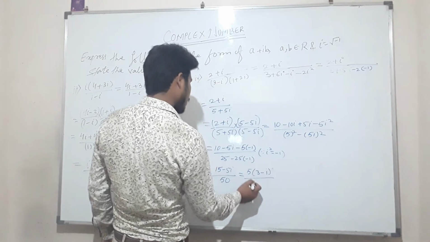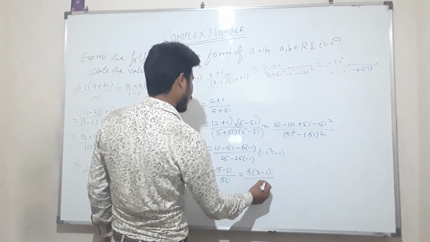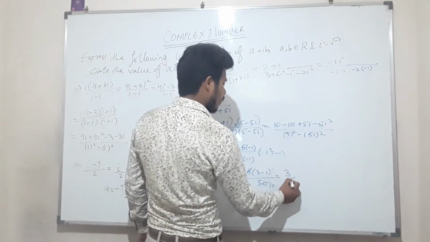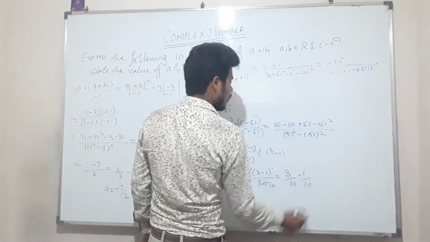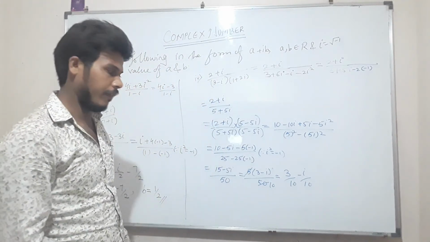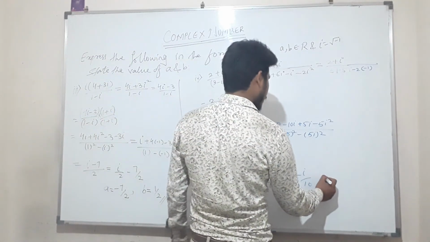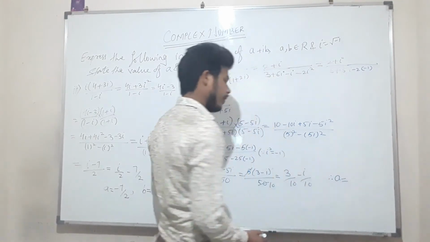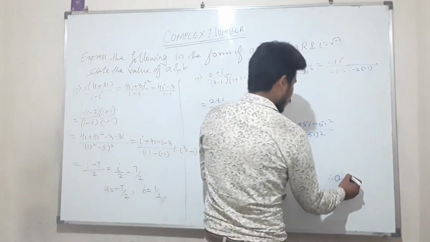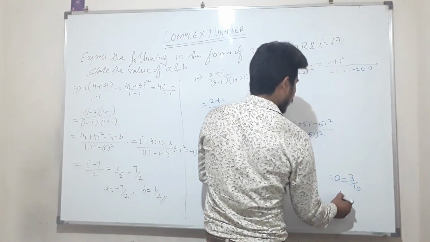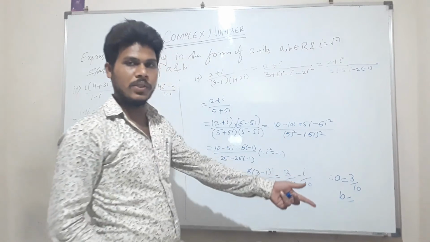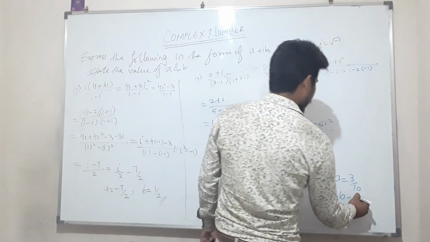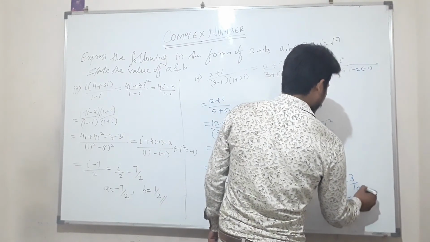3 minus i upon 50, 5 tens are 50. So we can write it as 3 upon 10 minus i upon 10. So the value of a will be... therefore a is the real part, and the real part is 3 upon 10. So a is equal to 3 upon 10 and b is the imaginary part, and here the imaginary part is minus i upon 10. So it will be minus 1 upon 10.